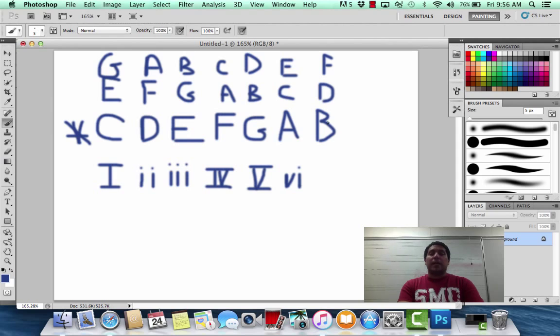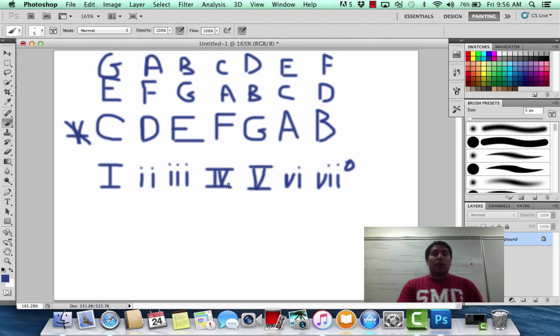And then B, D is a minor third, D to F is a minor third, so this one is a diminished chord. So what I've drawn here now is how you figure out all the chords that are diatonic in a key.